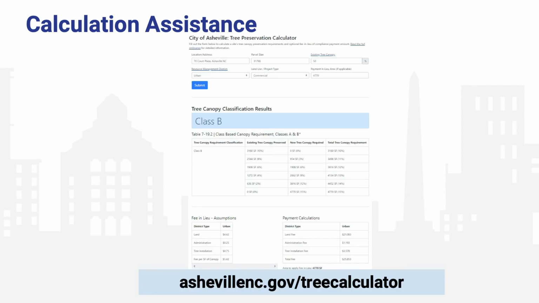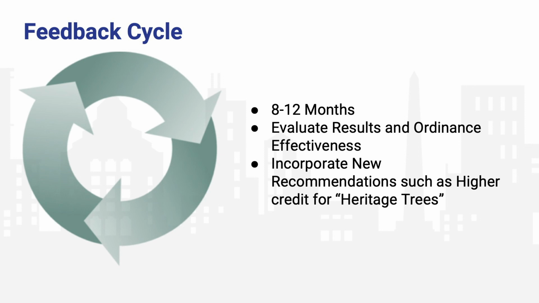We are offering calculation assistance for the requirements and fees to meet the requirements of this ordinance. And that's in the form of an online calculator, which can be found at ashevillec.gov/tree calculator. As staff, we've committed ourselves to an 8 to 12 month cycle for feedback on this ordinance so we can evaluate the effectiveness of it. We'd also like an opportunity to incorporate any new recommendations that come to us from the public and our Urban Forestry Commission as we move forward.